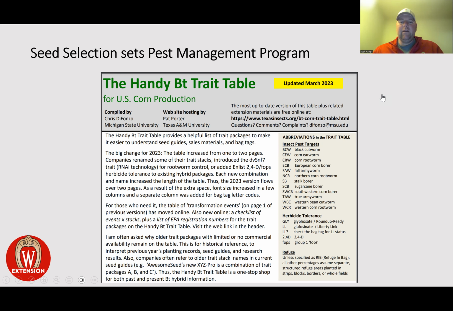Because once we select that variety, we are set then to only be able to use the herbicides that we can with that variety, and then also target the pests that variety has resistance to or has some type of control to. So hopefully that's a little bit of a way to sort through some of that information and help make that detailed decision moving forward.